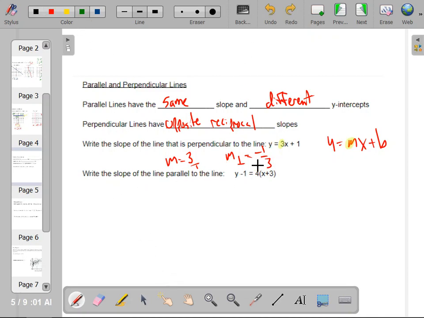Write the slope of the line parallel to this. So again, you need to know this is point slope: y minus y1 equals m, x minus x1. So then you can tell me the slope is right there. The slope is 4. So the slope of this line is 4. Well, if you're going parallel to that, then you have the same slope. So the slope that will be parallel is also 4. They're the same. They're parallel.